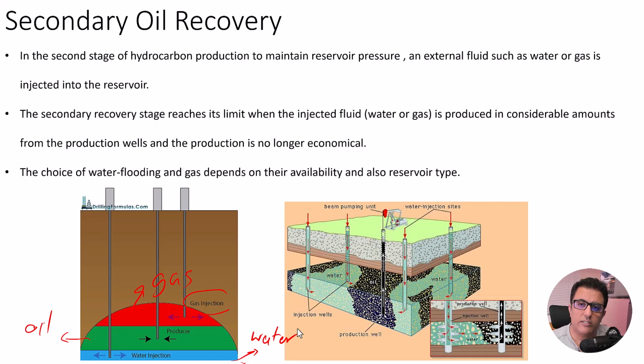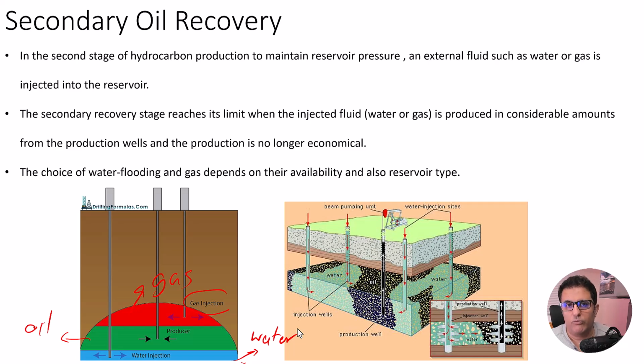It is more advisable to use gas because gas has very high compressibility, so it mitigates the pressure drop better. But it is possible that in some areas we don't have access to gas. For example, if there is a gas reservoir nearby the oil reservoir, definitely we can transport gas from the gas reservoir to the oil reservoir for gas injection.